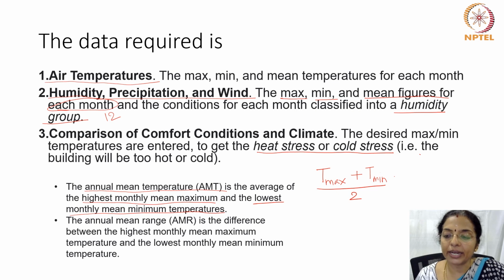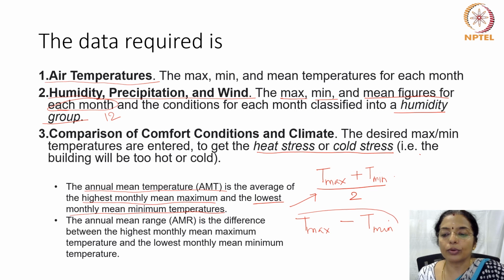I will be explaining all this in detail in the forthcoming slides, but I'm just trying to already familiarize you with these. The annual mean range or AMR is the difference between the highest monthly mean maximum temperature and the lowest monthly mean temperature. So this is called AMR.